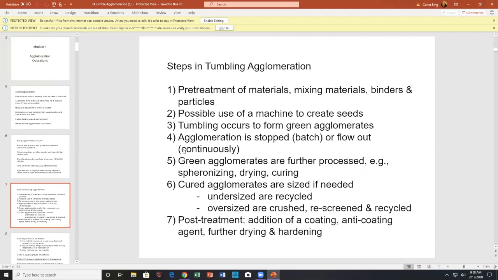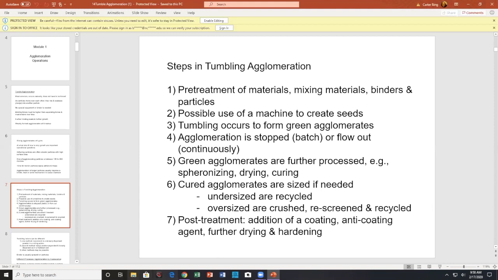The green agglomerates are further processed. They may not be very strong. Spheroidizing, drying, curing. Cured agglomerates are sized if needed. Undersized are then recycled. Oversized are crushed, rescreened, and then recycled. Post-treatment may consist of additional coating or anti-caking agent. Further drying and hardening.